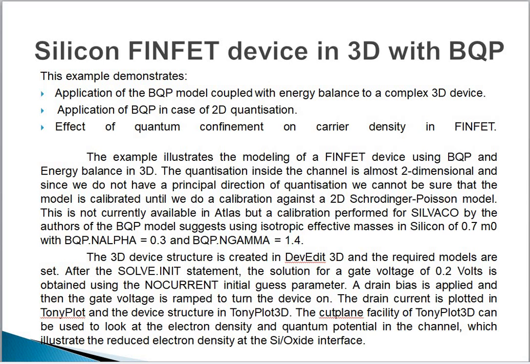After the solve.initial statement, the solution at a gate voltage of 0.2 volts is obtained using the no current initial guess parameter. A drain bias is applied and then the gate voltage is ramped to turn the device on.